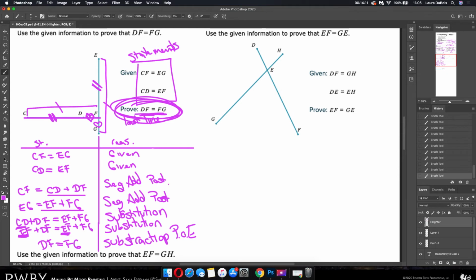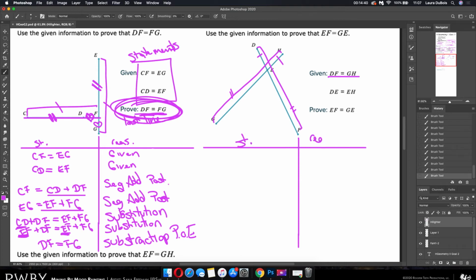What are we told for this next one? We're told that DF equals GH. So DF equals GH. I'm going to do my labeling. Then we're told that DE equals EH. Oh, I see where this is going. And let me guess, we're going to prove that EG is congruent to EF. All right, so let's set this up. This is actually going to be almost the same number of steps. Let's find out. So we have our statements, and we have our reasons.